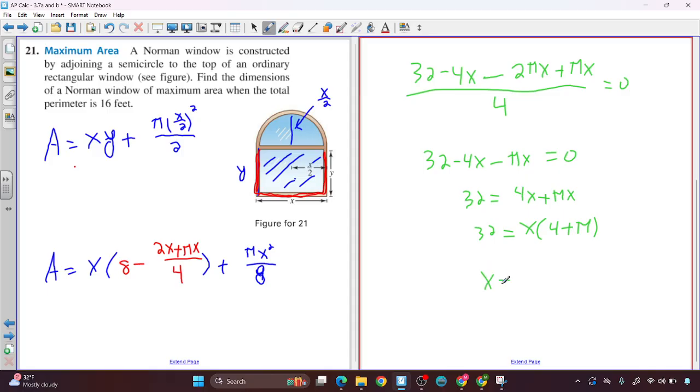So x would equal 32 over 4 plus pi. And that would hopefully be our critical number. I'm not going to use a number like that, I'll use a different number. 32 over 4 plus pi. I'm going to pause just to make sure we're still on track here. So just hang tight.